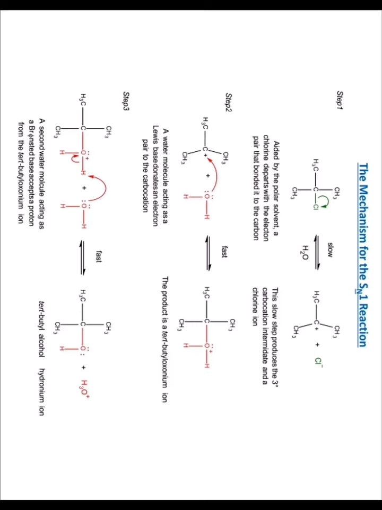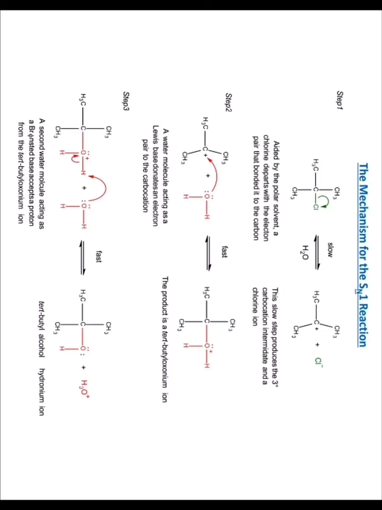And as you see, there are 2 species here as side products, which are the chloride ion and H3O+, and these can react with each other to give us H2O plus HCl. So the mechanism of the SN1 reaction involves 3 steps.